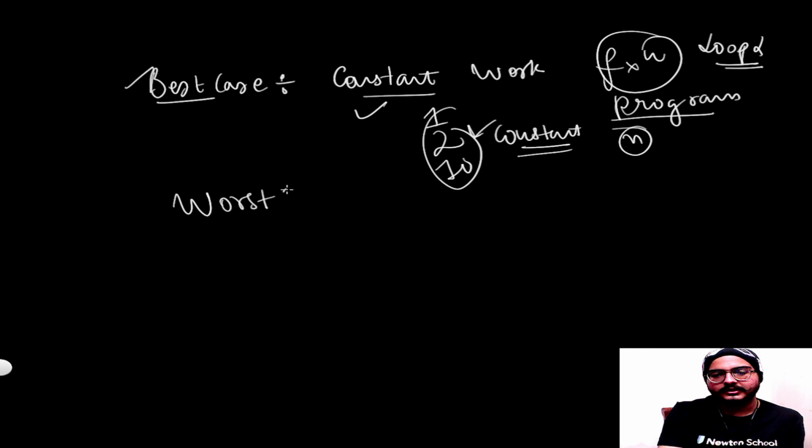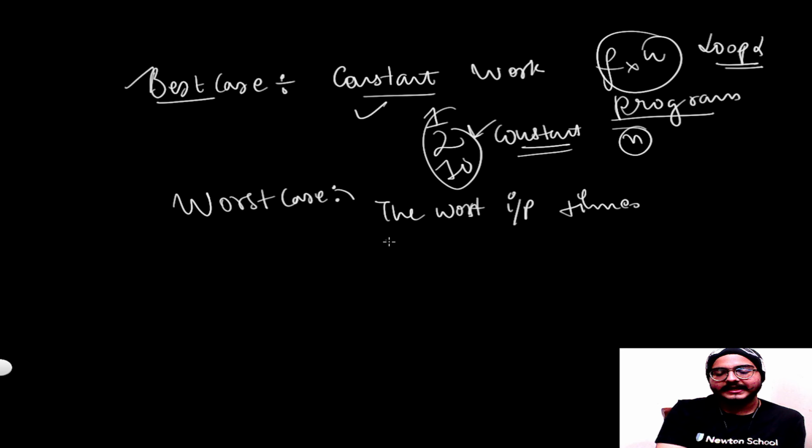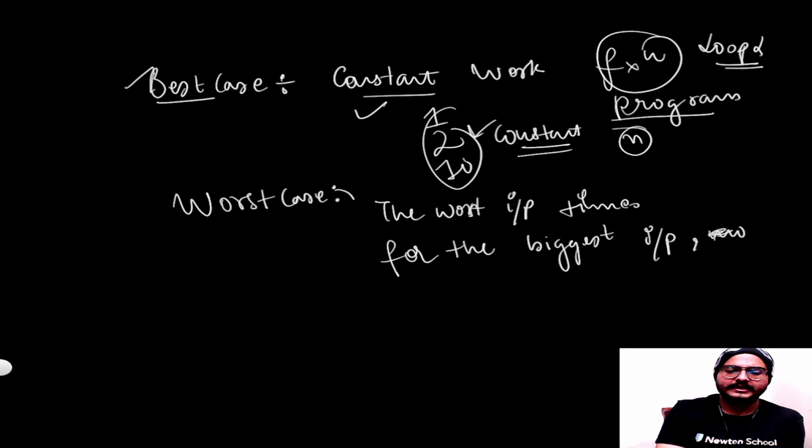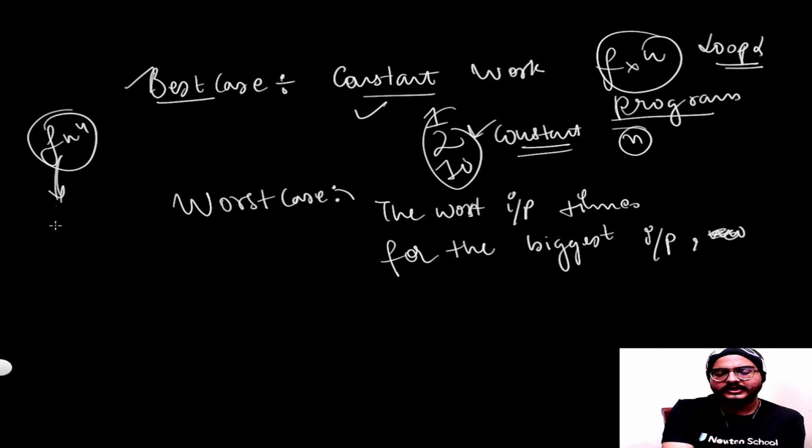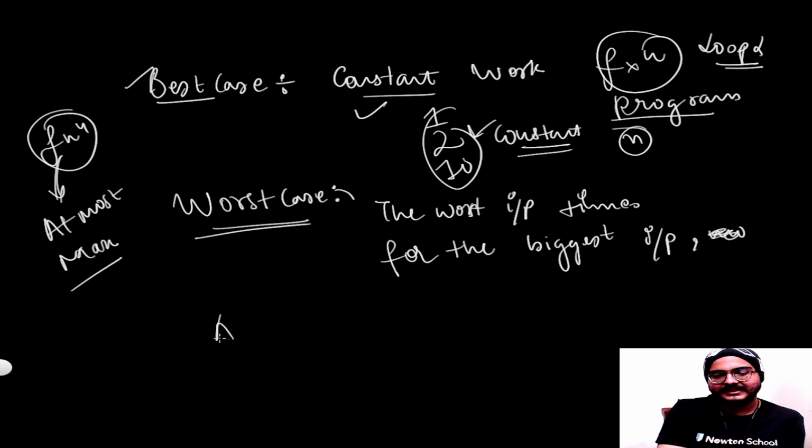Worst case would be the worst input time. What does that mean? It means for the biggest input, or for the most different input. If you have a function, for which input it would run at most, like it would run the maximum number of times. That is my worst case. And the average case is between the best case and the worst case.